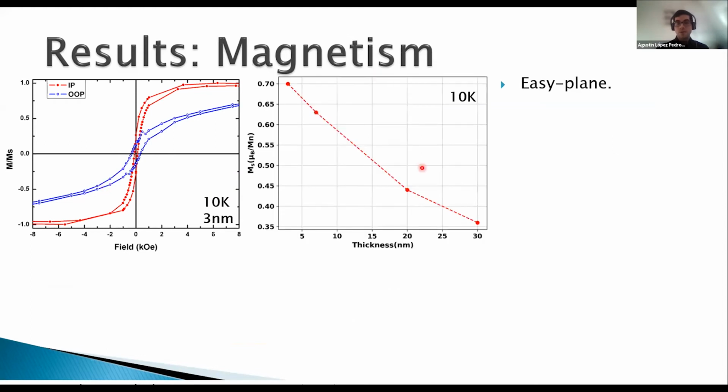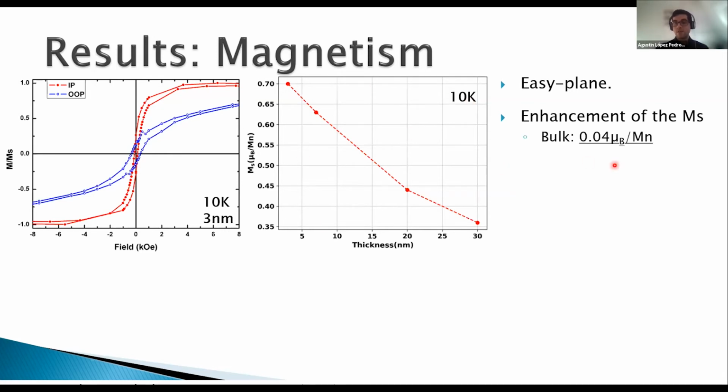This is the plot that we obtained for the saturation magnetization for the different samples at 10 Kelvin. And there are several things that are important to mention from this graph. The first thing is we observe that we have an enhancement of the saturation magnetization if we compare all these values with the bulk.